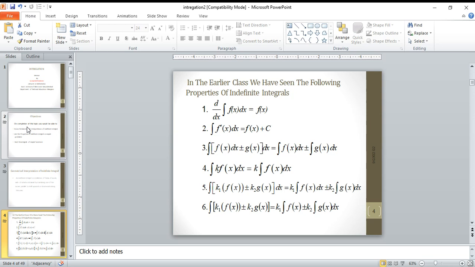And fourth one, integration k into f of x dx equal to k into integration f of x dx. And fifth one, integration k1 f of x plus or minus k2 g of x dx equal to k1 into integration f of x dx plus or minus k2 into integration g of x dx. Last, sixth one, is integration k1 f of x plus k2 g of x dx.